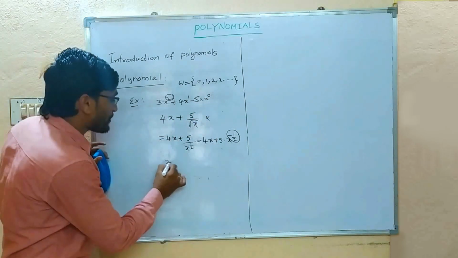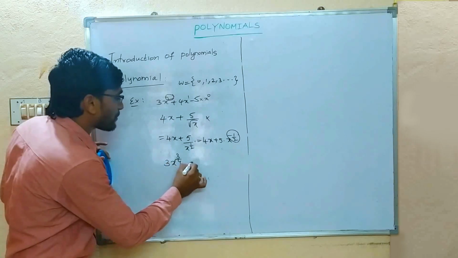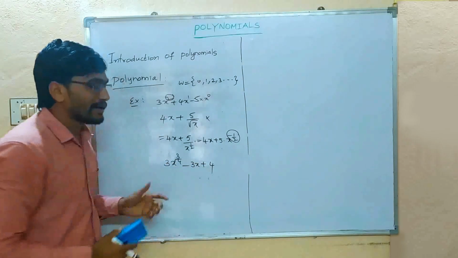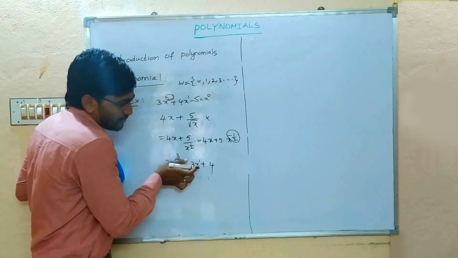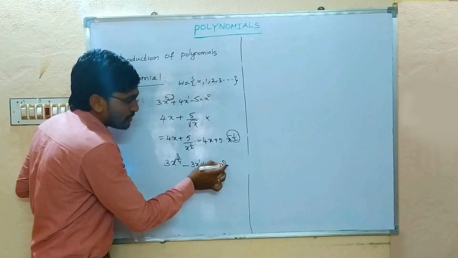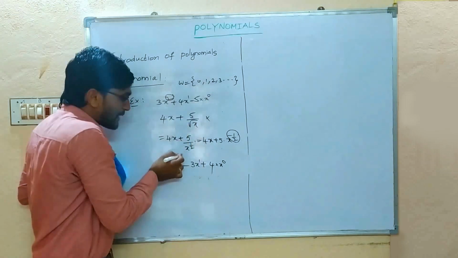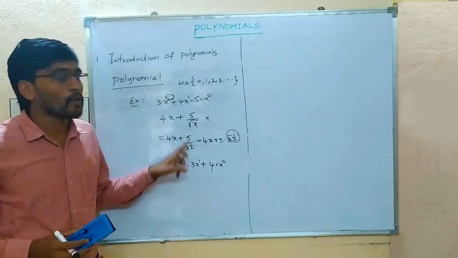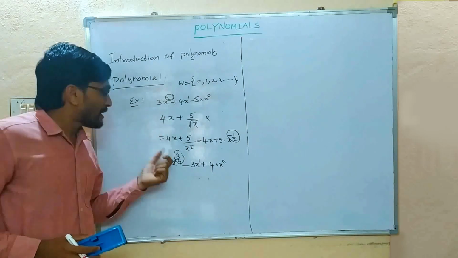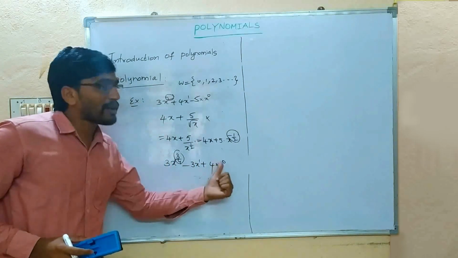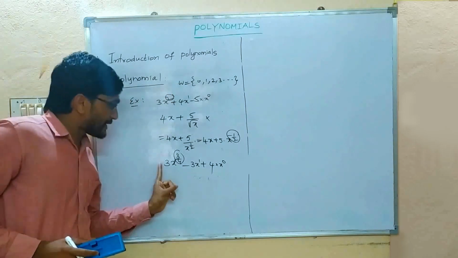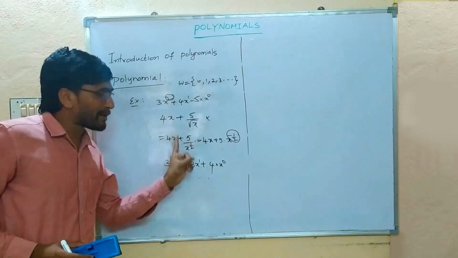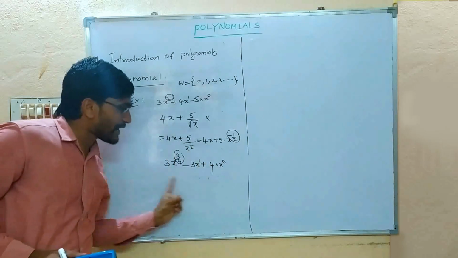Is 3x power 3 by 4 minus 3x plus 4 a polynomial? No. Here the power is 1, here the power is 0, and 0 and 1 are whole numbers. But 3 by 4 is not a whole number. So remember that each and every variable must have a whole number power, then only it is called a polynomial. Here 3 by 4 is not a whole number, it is a rational number, hence it is not a polynomial.